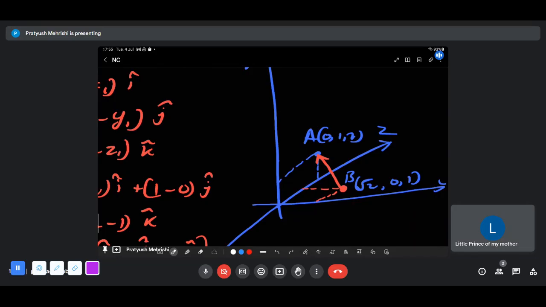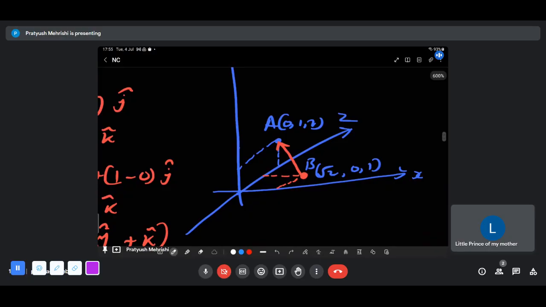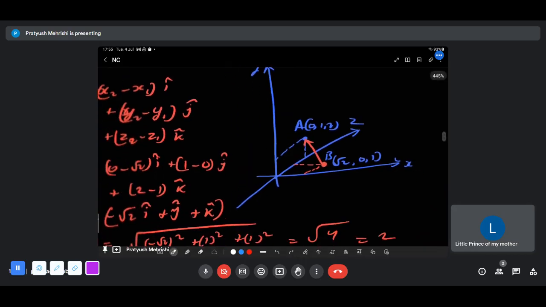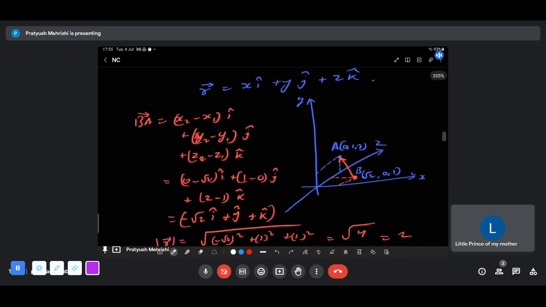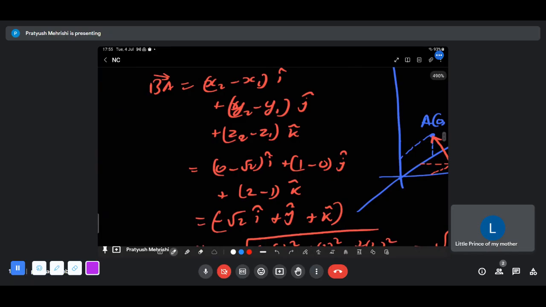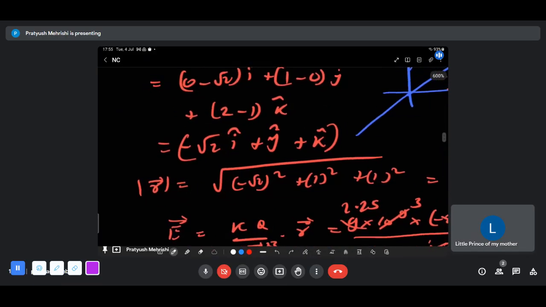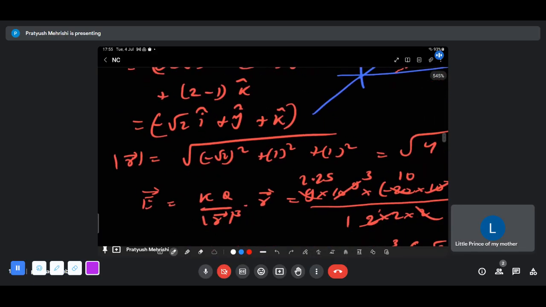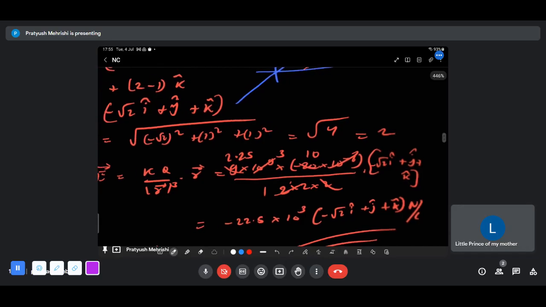But do these 2 points are there? We have to find the electric field at A due to the charge which is kept at point B. So what is the BA vector? This BA vector is x2 minus x1, y2 minus y1, and z2 minus z1. From here we are getting this r vector as root 2 minus root 2 i cap plus j cap plus k cap. And the magnitude of this r vector is 2.